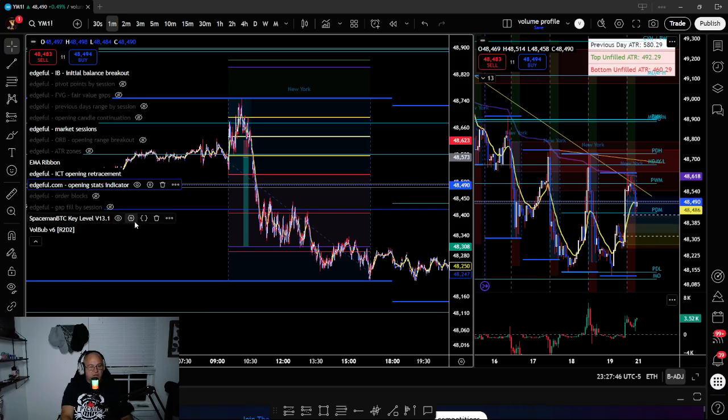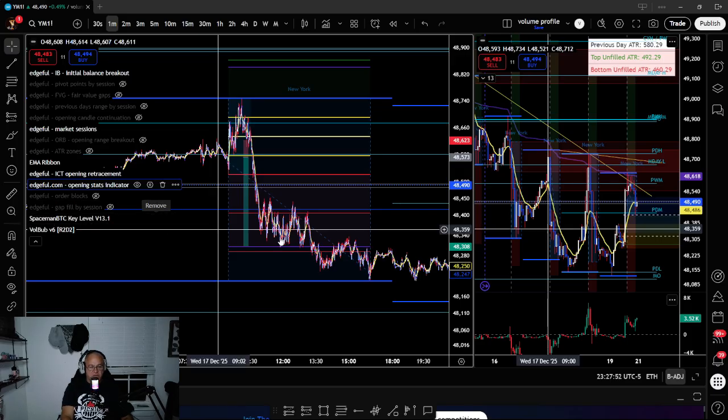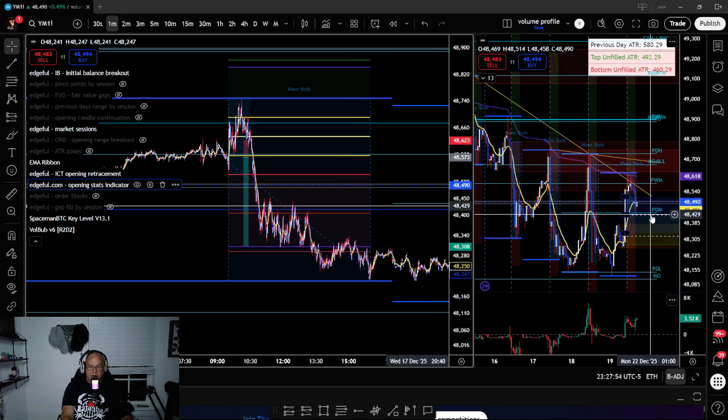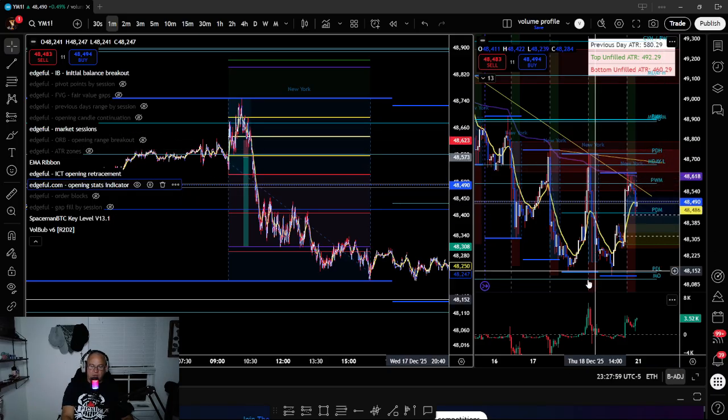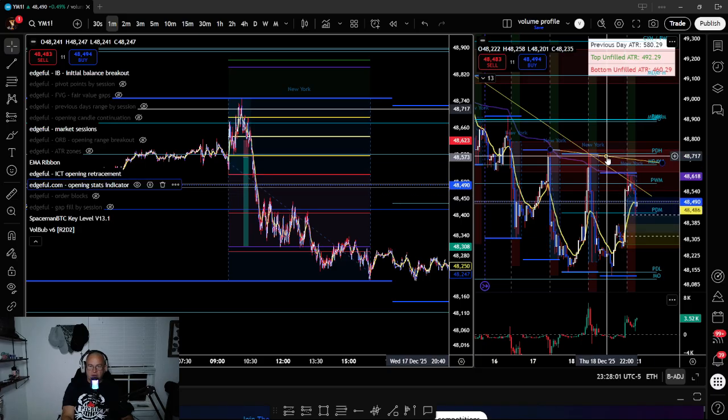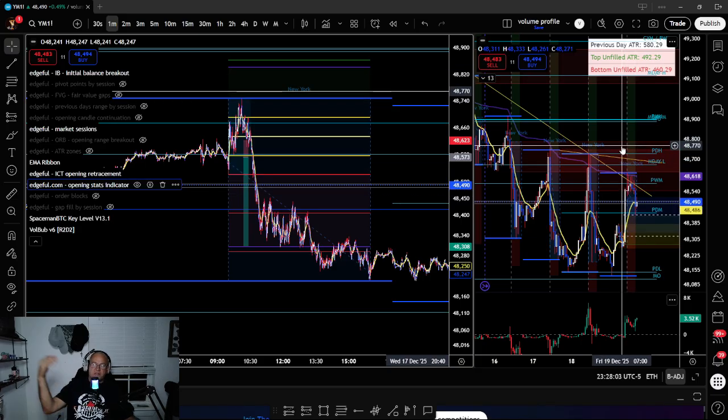But I have this indicator, which is Key Levels by Spaceman BTC, or Spaceman BTC Key Level Indicator. And what this gives me is higher time frame levels. Previous week, high, low, midline, the monthly open, the quarterly open, bigger time frame stuff. Okay, I do have previous day levels on there. That's about as small as I go. I don't list the session, Asia session, London session, high lows, stuff like that. 4-hour candles, high lows. I don't care.